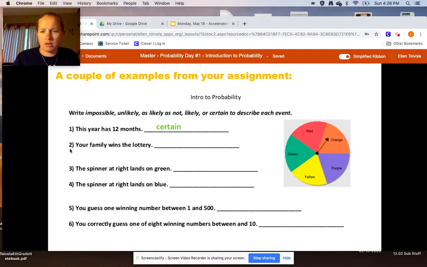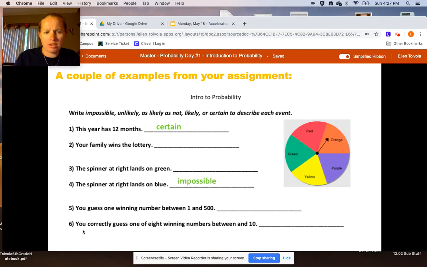The next problem we're going to look at is number 4. The spinner at right lands on blue. So here's our spinner, all right? Imagine that you use your finger and flick the spinner and it spins around and around. Can it land on blue? I don't think it can. Here's orange, red, green, yellow, and purple, but no blue, right? So the word for number 4 is impossible. No matter how many times you spin that spinner, it's never going to land on blue. So that's impossible.